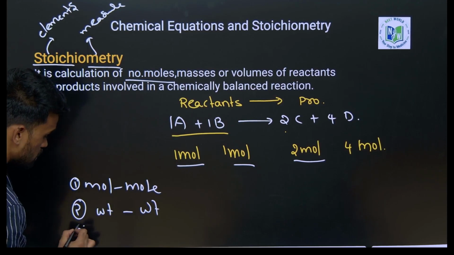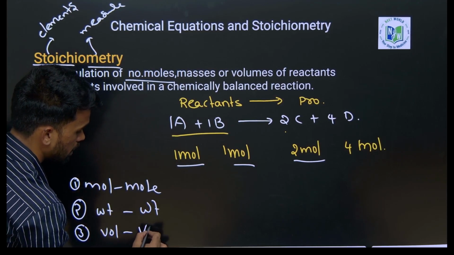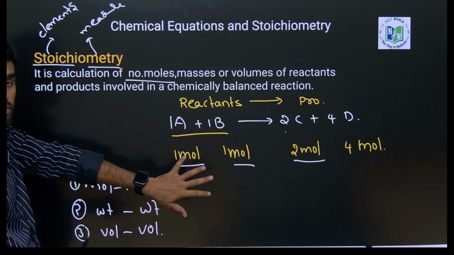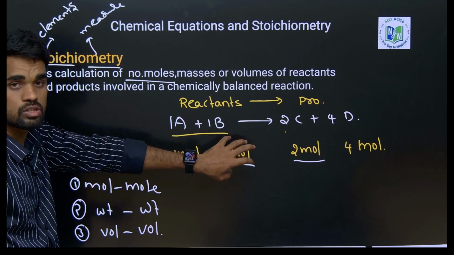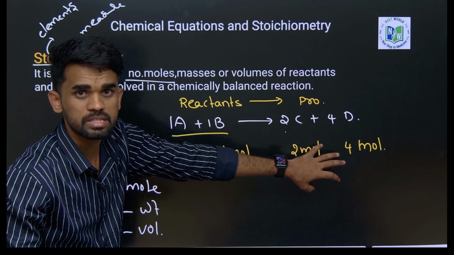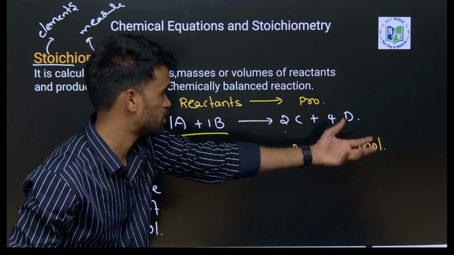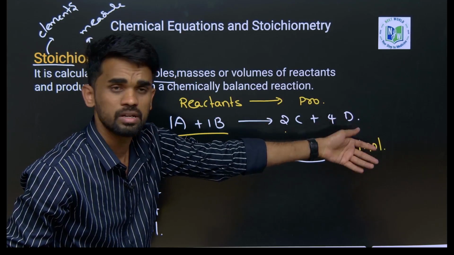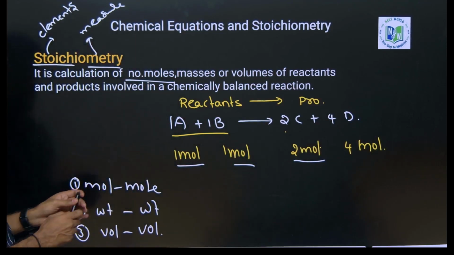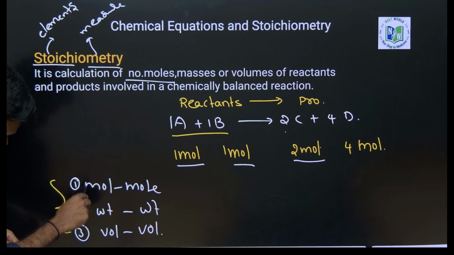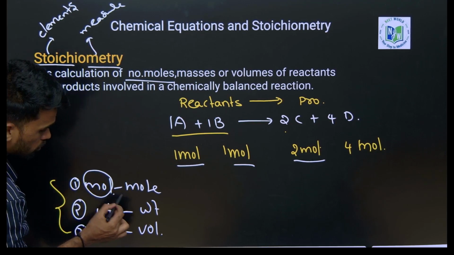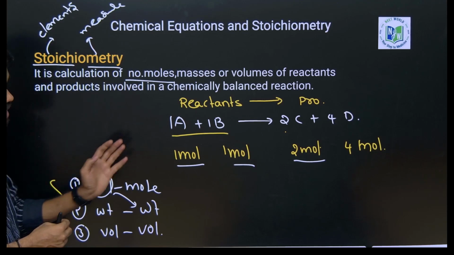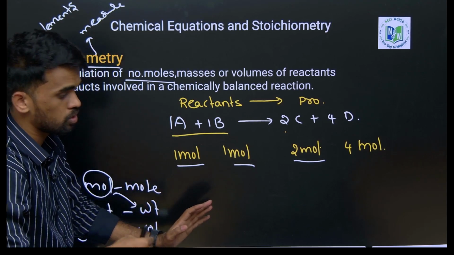The third one is volume to volume, which we can also interlink. For example, 5 volumes of A reacting with 3 volumes of B and forming 6 volumes of C and some n volumes of D. We can interlink this, and mole to weight also we can interlink. Let us see some examples that will give you more clarity.